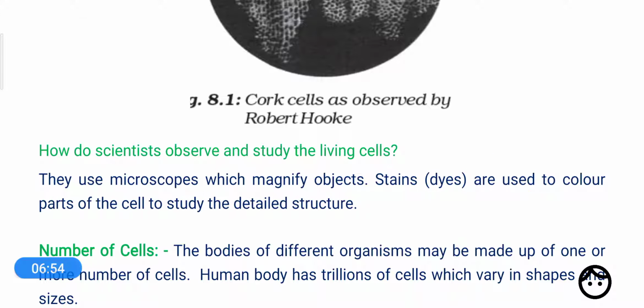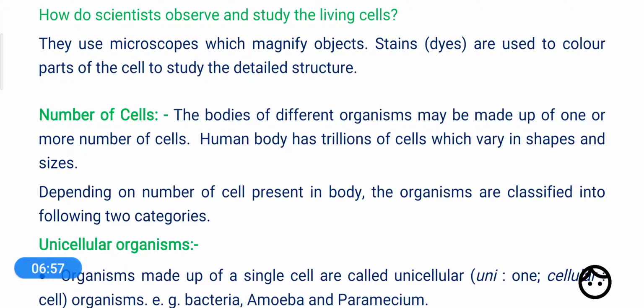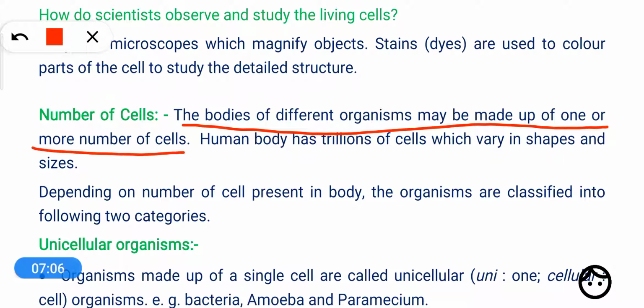Okay, now the next topic that has been discussed in your NCERT textbook is number of cells. So dear students, the bodies of different organisms may be made up of one or more cells. The human body has trillions of cells which vary in shapes and sizes. Trillion is a very big number. It is a very large number: millions, billions, and then comes trillions, right? So the human body contains a very large number of cells, and many of the cells are different in size and shape and functions.